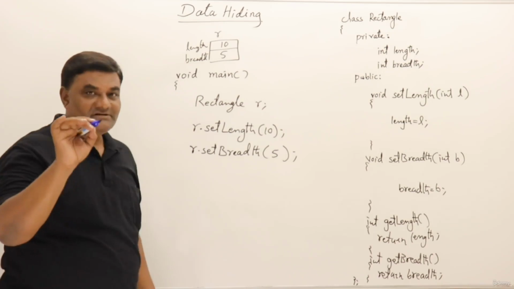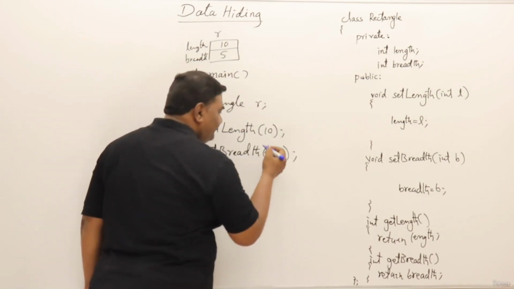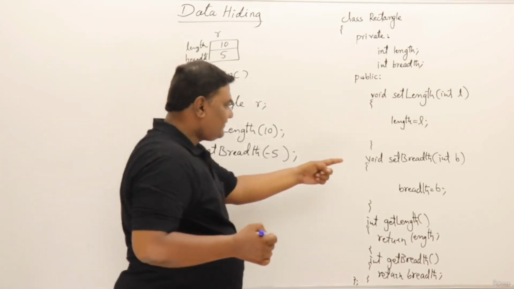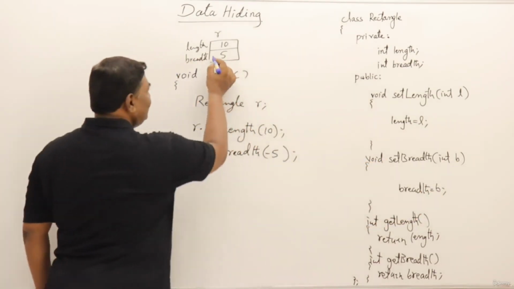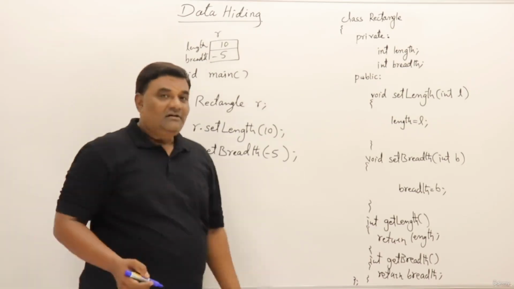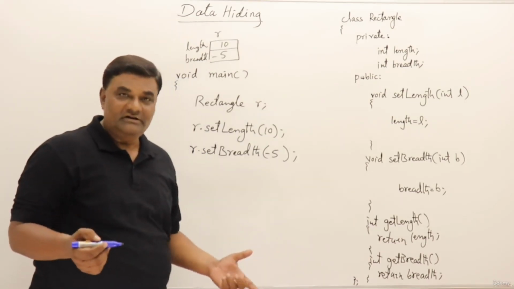But still the problem is as it is. See, if I say setBreadth -5, then what will this function do? It will take that -5 and set it into breadth, and breadth is still -5. Then what is the benefit of writing these functions? So the problem is not solved.